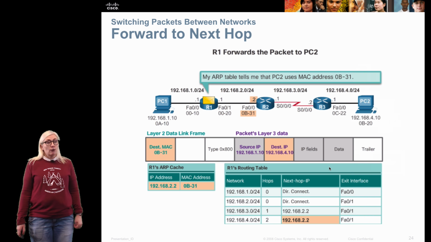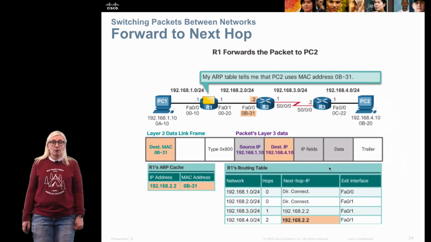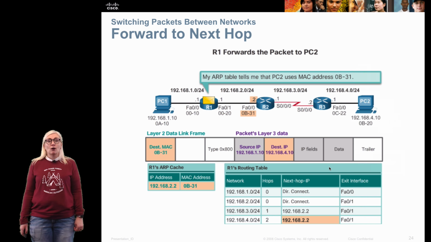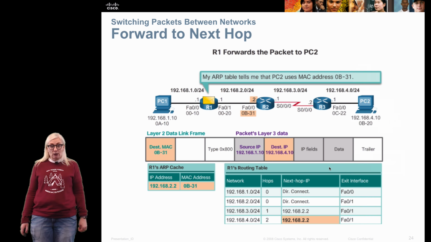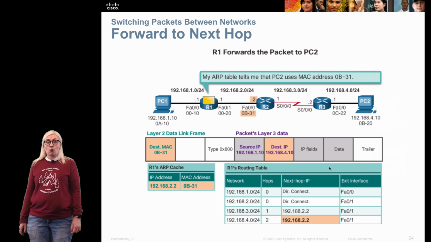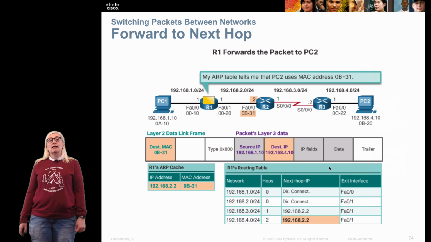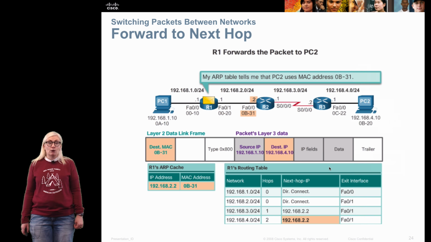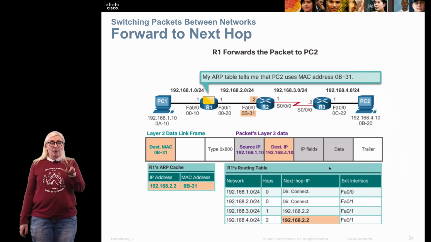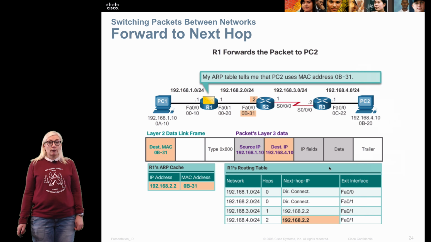And router 1 will then look into its routing table when it receives the packet. It will see what the destination IP is. Well, it's 192.168.4.10, which is on another network. It will look into its routing table: do I know this network? Yes, I do. And I will send it out on FastEthernet 0/1. And the next hop IP address is 192.168.2.2, which is the IP address of router 2 on the shared network between router 1 and router 2. So then it will send it on to router 2.